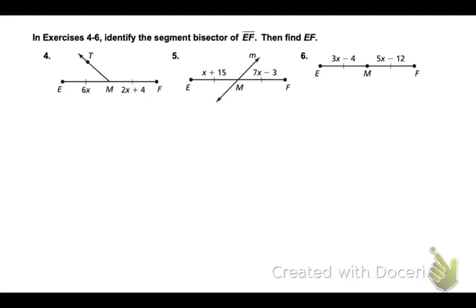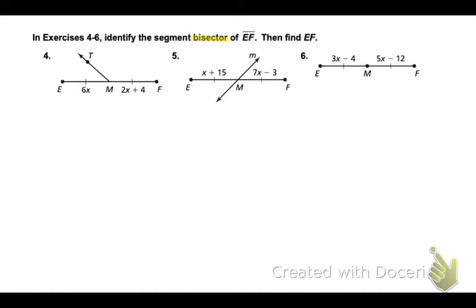So the directions to this say, identify the segment bisector of segment EF, then find the length of EF. So what did the word bisector mean in geometry? What does bisect mean? So think of dissect. It cuts something in the middle. Yeah, cut something in half, cut something in the middle.